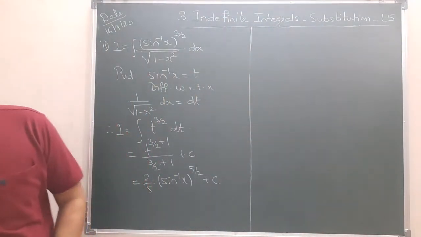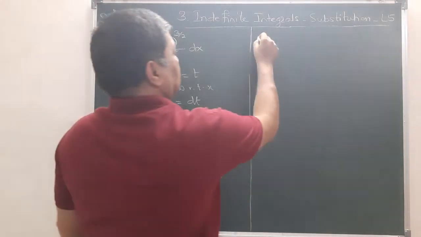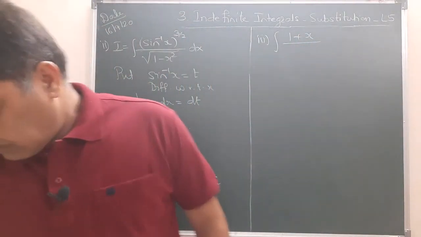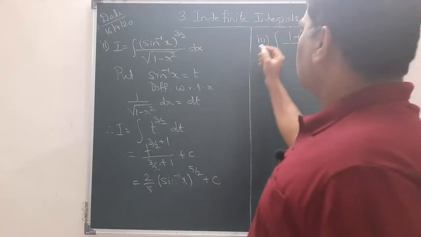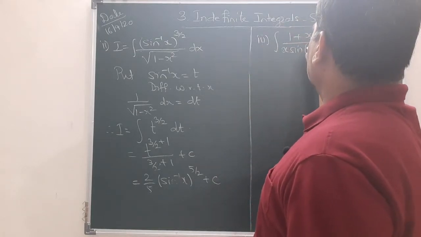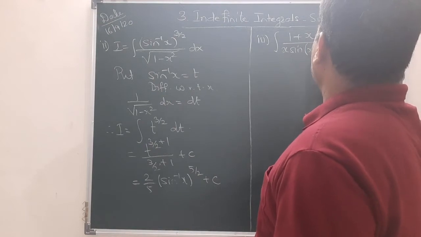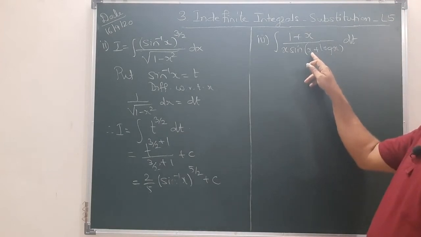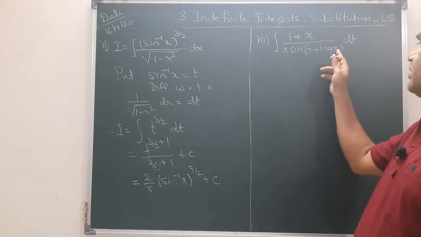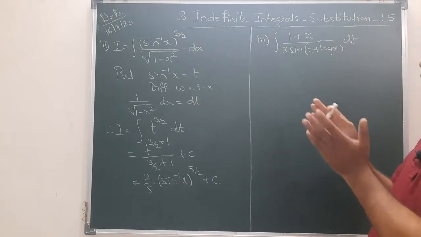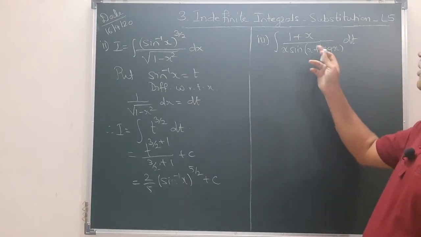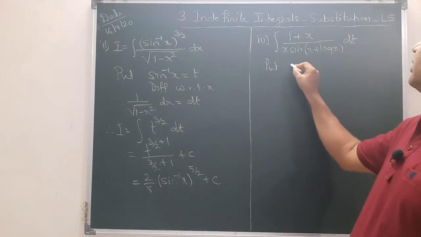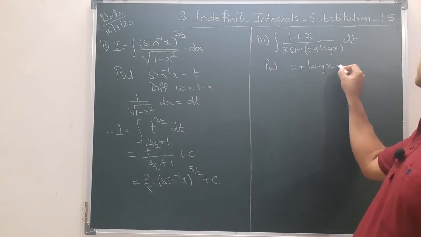Example number 3: integral of 1 plus x upon x into sine of (x plus log x). Observe that the derivative of x is 1 and the derivative of log x is 1 upon x. If you take 1 plus 1 upon x, we get 1 plus x upon x. So put x plus log x equal to t.